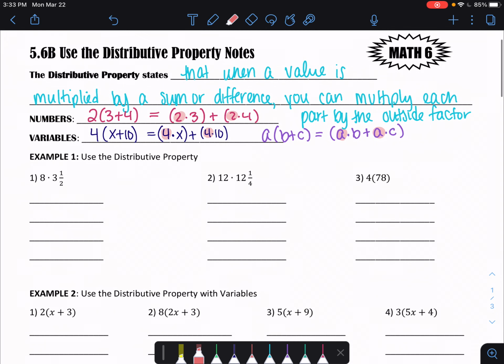So first we're going to show it with some numbers here. When I'm doing it with numbers, the first thing I want to do is break down the second number. The first number is the number that I'm going to multiply by, and then I want to break down the second number into two simple parts. So in this case, I'm going to do 8 times 3 plus 8 times 1/2.